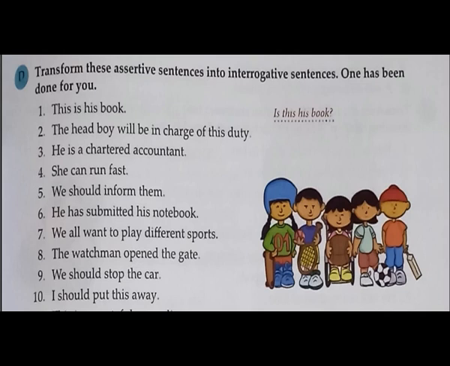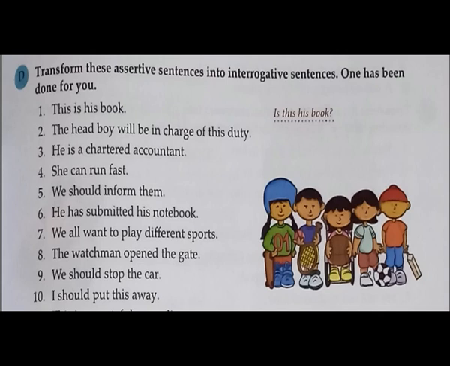Here, when we are going to transform any assertive sentence into interrogative, first of all we put the helping verb in the start of a sentence. If the helping verb is not present in a given sentence, we use a helping verb by ourselves according to the tense of that sentence. For example, in sentence number 1, as they have done, this is his book. In this sentence, is is used as a helping verb, so we have used it in the starting, and we use it as: is this his book.